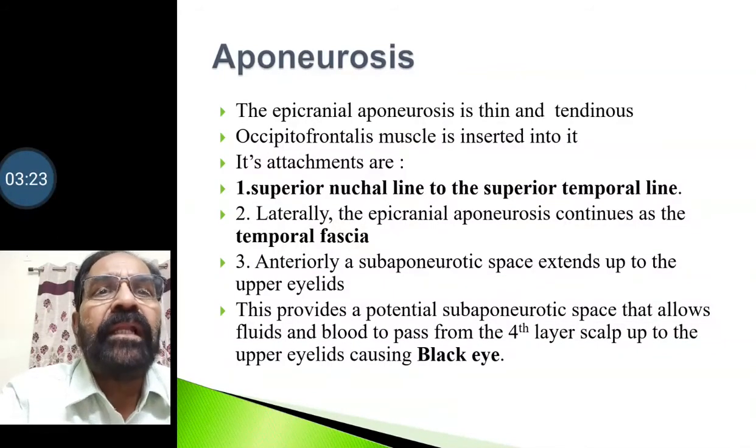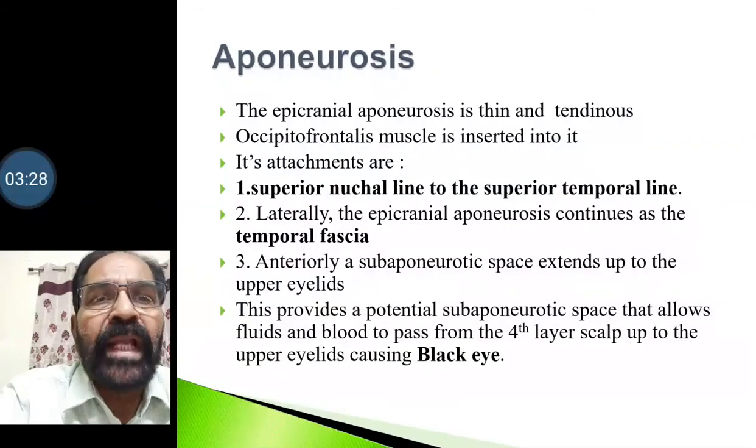So the attachments are the superior nuchal line in the back, and on the sides the superior temporal line. Laterally, the epicranial aponeurosis continues as temporal fascia. Anteriorly, a subaponeurotic space extends up to the upper eyelids. This potential space allows fluids and blood in case of injuries to pass from the fourth layer up to the upper eyelids, causing a condition called black eye.